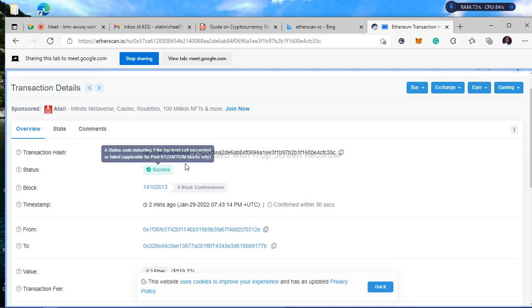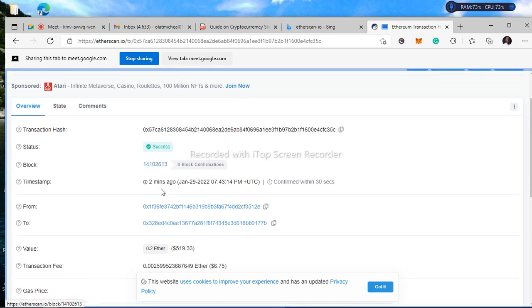Now the status says success. That means the transaction has been performed successfully. Now the block, this is the block number. The block number will keep increasing as the transactions continue. So the next transaction will be carrying a different block number from this. Now the timestamp tells us the time the transaction was performed, 2 minutes ago. Now what time and what date? It was performed 29th of January 2022 around 7:43 p.m.